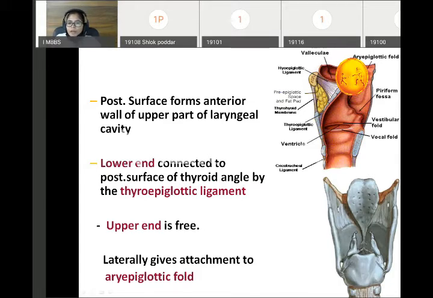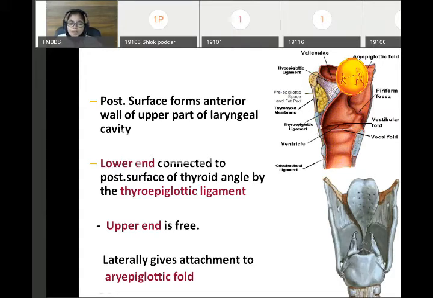This is the upper end. This upper end is free, this one, and it forms the boundary of the laryngeal inlet. And the lower end, this one is the lower end. This lower end is connected to the posterior surface of the thyroid angle by a ligament.